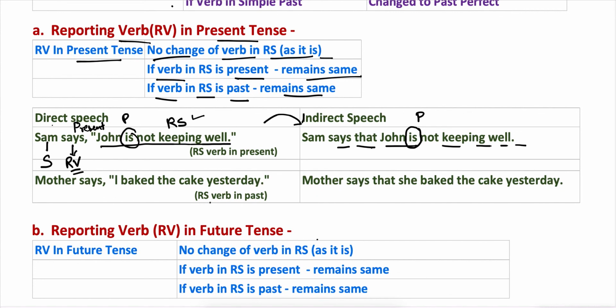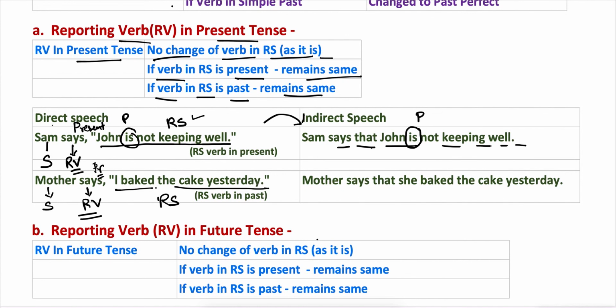Now we'll see when the reported speech verb is in past tense. This is the reported speech. This is the speaker and this is the reporting verb. So the first thing which we need to see is the reporting verb. So reporting verb is says, that means it's a present tense. And what is the condition for present tense? That if the reporting verb is in present tense, the verb of the reported speech will remain as it is.